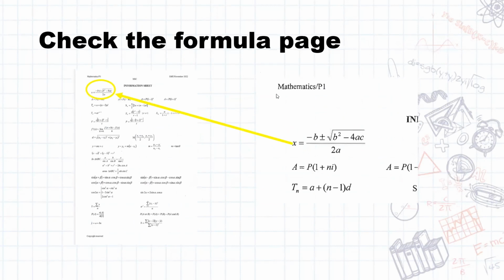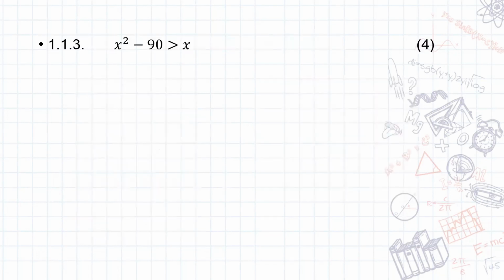So again, I've just put this in just so that you can see that it is right at the top of your information sheet. So it's quite easy. You can normally tear off your information sheet or your formula sheet at the beginning of the exam and just keep it next to you throughout the exam, especially if you're nervous about forgetting any of your formulas.